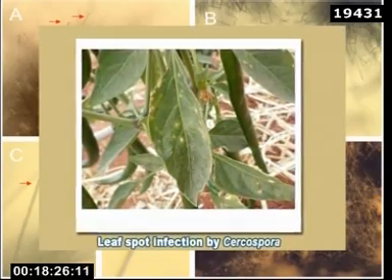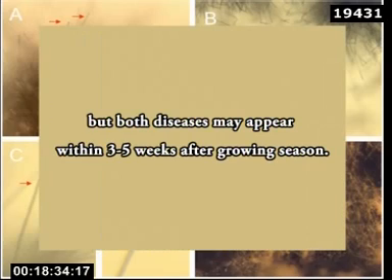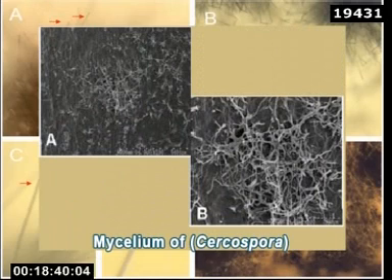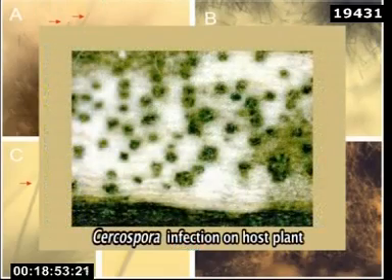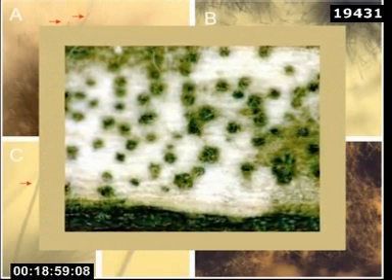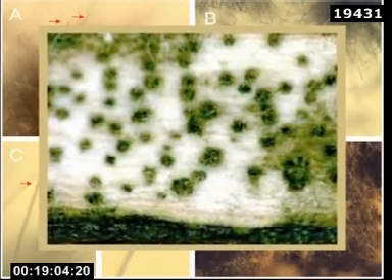Infection by Cercospora arachidicola normally precedes that of Cercospora personata, but both diseases may appear within 3 to 5 weeks after growing season. Conidia are produced directly from the mycelium in crop debris in the soil following early rains, and when deposited on the leaves of young groundnut plants by rain splashes and wind, they initiate the disease cycle. Both fungi are capable of producing tremendous numbers of spores on infected plant parts. Spore production is favored by high humidity.